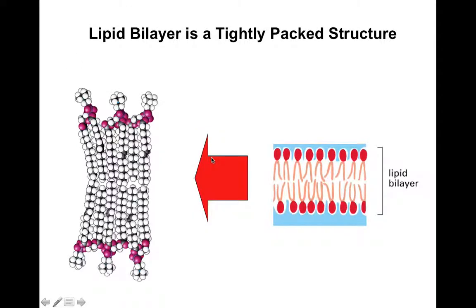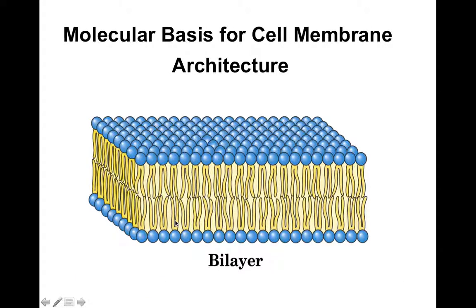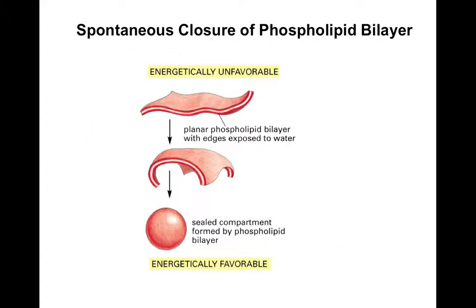this. However, you may have noticed that this part of the lipid bilayer is obviously hydrophobic because it contains the chains. However, this part is still exposed to water. So how do you overcome that? Well, this is energetically unfavorable because the fatty acid tails of lipid bilayers don't like to interact with water. So what happens is they fold up to form a sealed compartment, and this is energetically favorable.